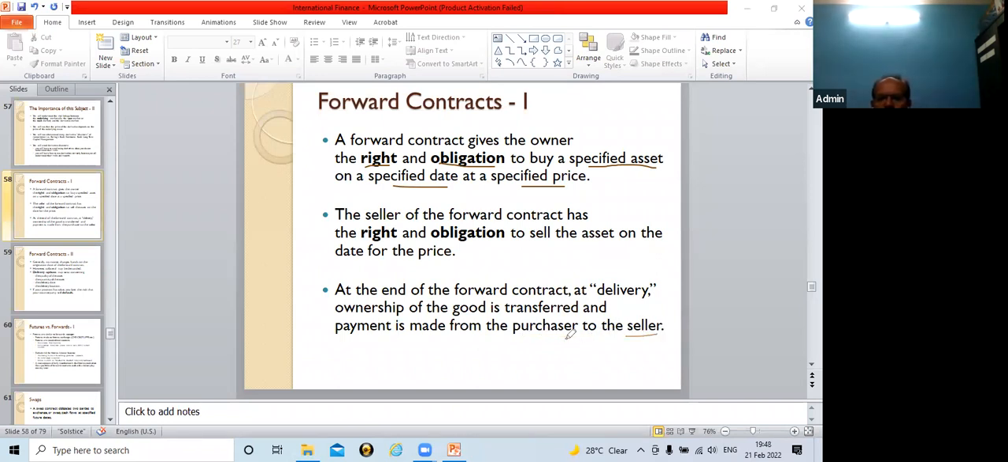So the purchaser makes payment to the seller, and in a forward contract, as I told, remember these 5 things: right, then obligation, specified asset, specified date, and specified price. These are the 5 things we need to remember.